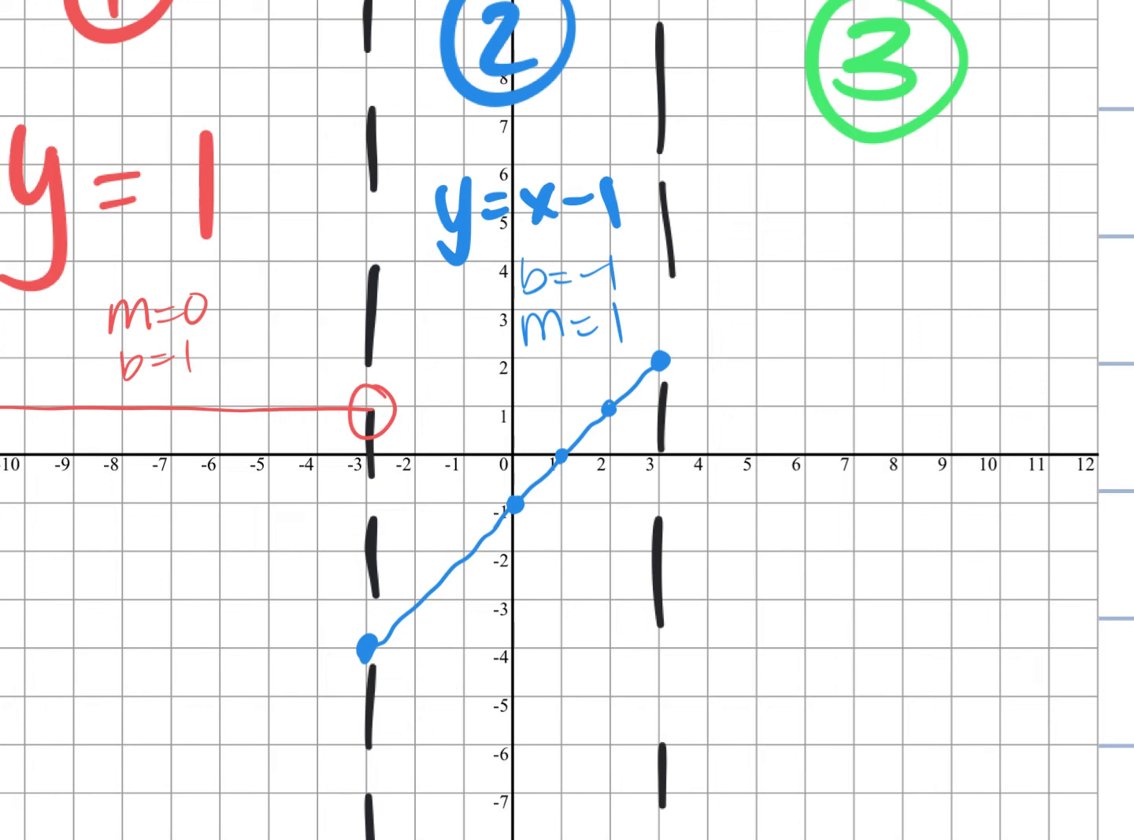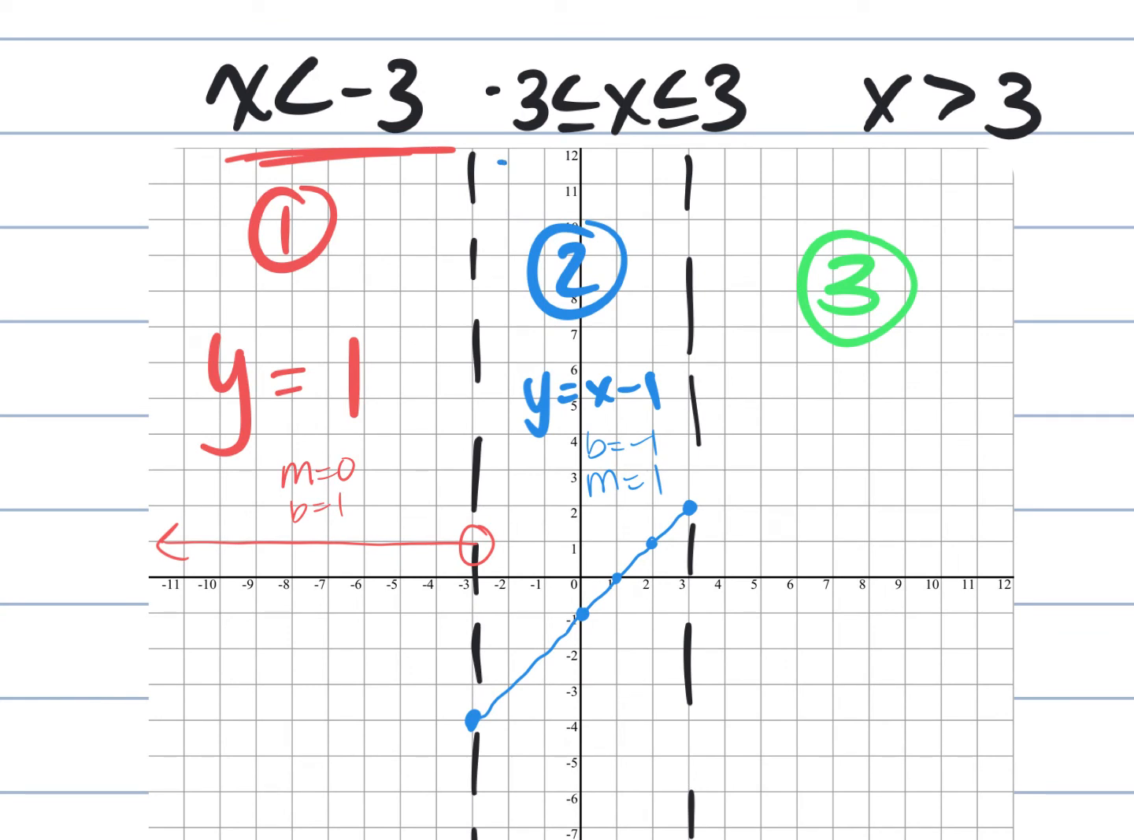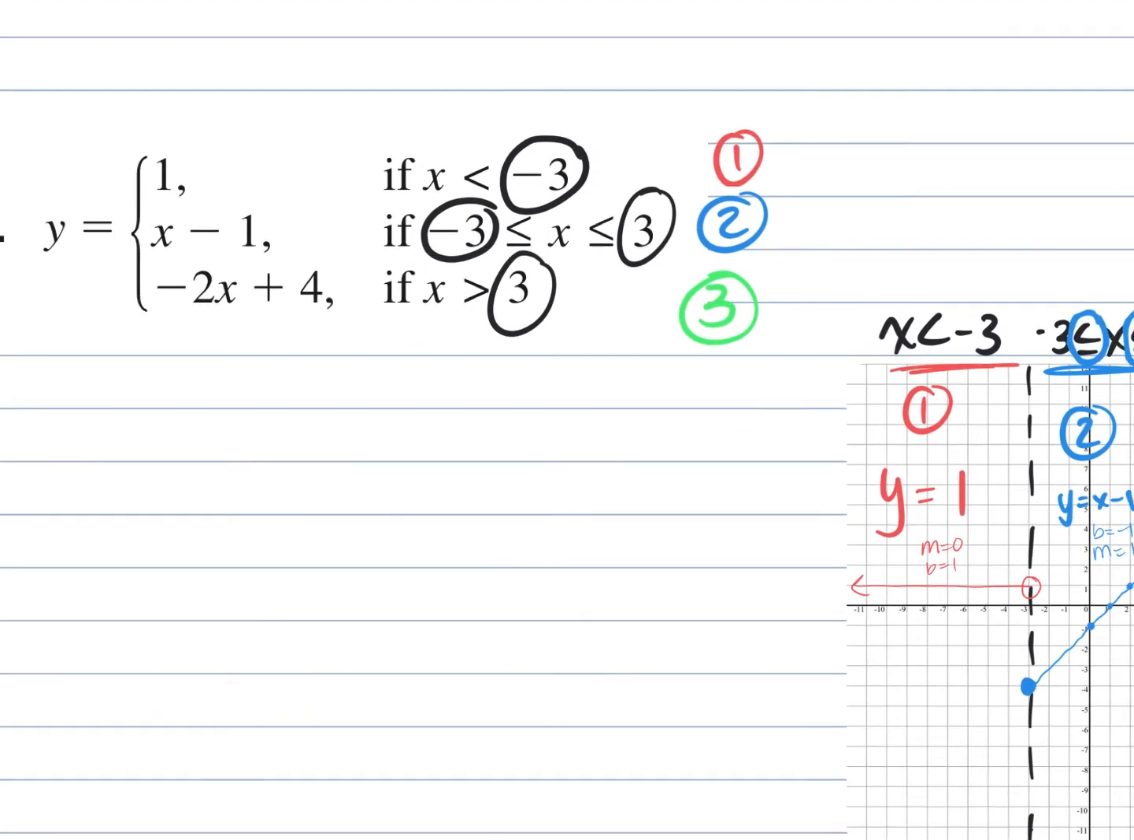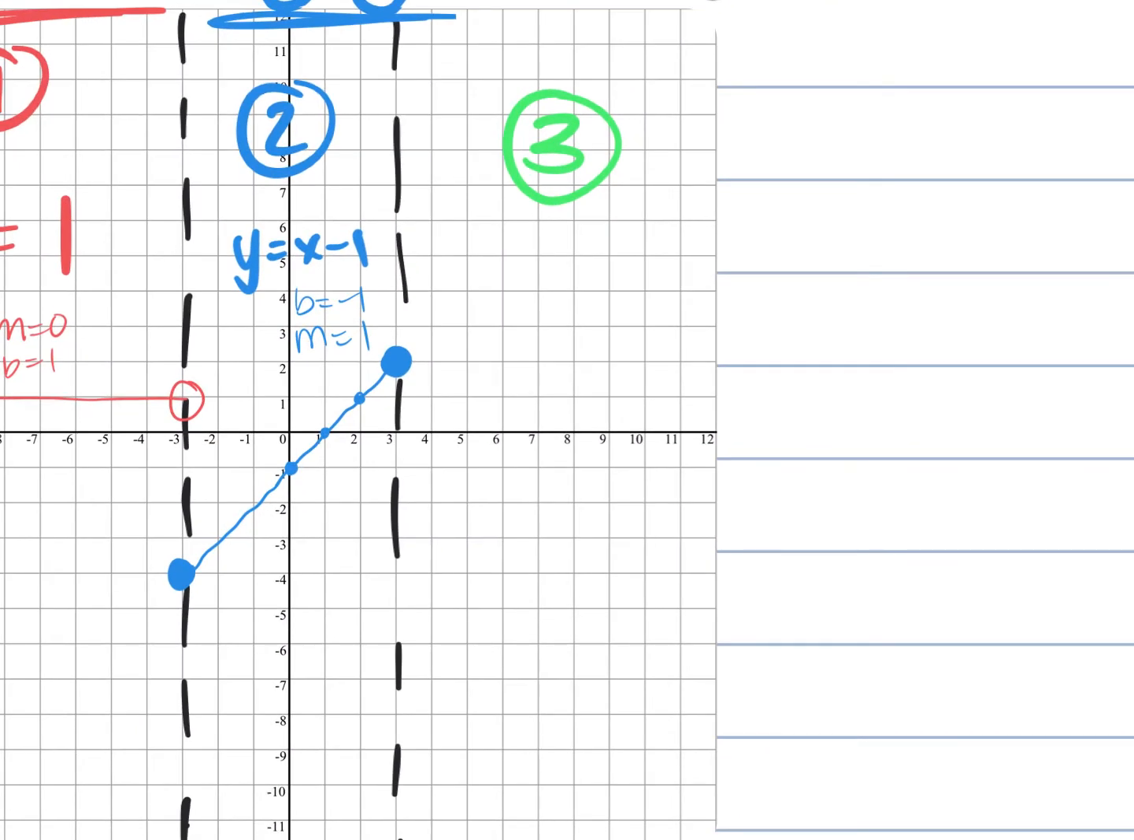So that's my middle piece, because it was defined between -3 and +3. I'm going to leave these closed dots on the ends because it's less than or equal to and less than or equal to. And then my last piece is when x is larger than 3. So my last piece is y equals -2x plus 4.